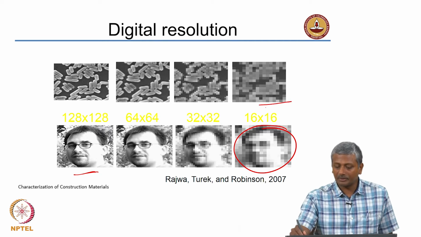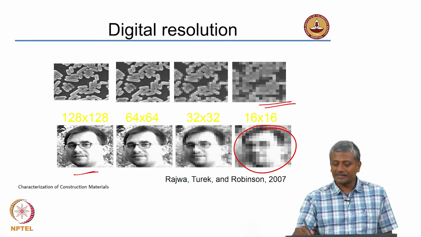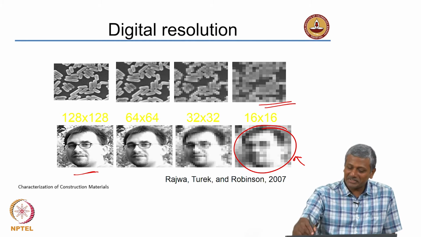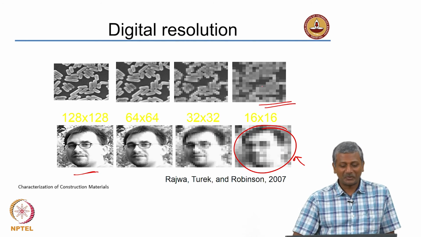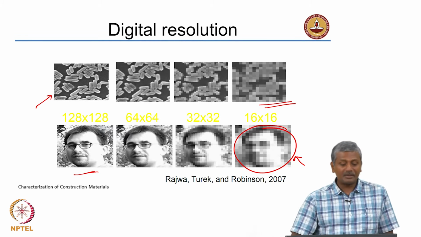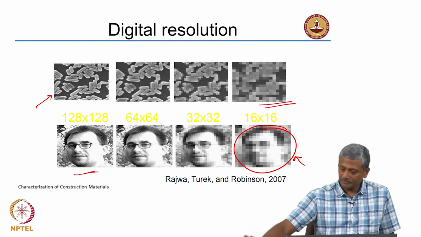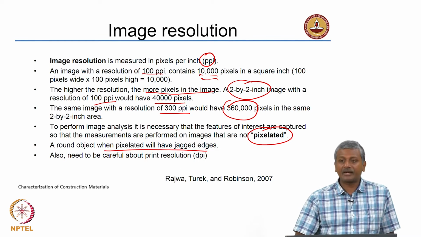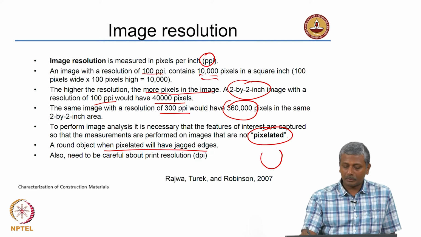Look at this here, you can't obviously make out anything from this, at least here there is a semblance of a human face, right. In this image there is absolutely nothing that you can make out, okay. But here even in a 128 by 128 pixel matrix, you can still make out these are some biological cells that are being observed in the microscope. Okay, so, a round object when pixelated will have jagged edges. So, if you have a round object like this, it might look like this otherwise.